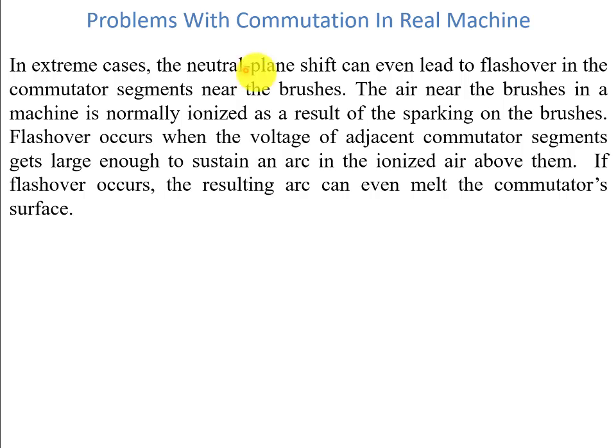In extreme cases, the neutral plane shift can even lead to a flashover in the commutator segments near the brushes. So what is flashover, and what happens? The air near the brushes in the machine is normally ionized as a result of the sparking on the brushes. Flashover occurs when the voltage of adjacent commutator segments gets large enough to sustain an arc in the ionized air above them. If flashover occurs, the resulting arc can even melt the commutator surface because it is a continuous arc. Sometimes we can see these types of arcs on transformers when we have loose connections there.